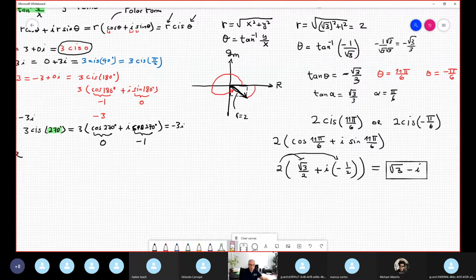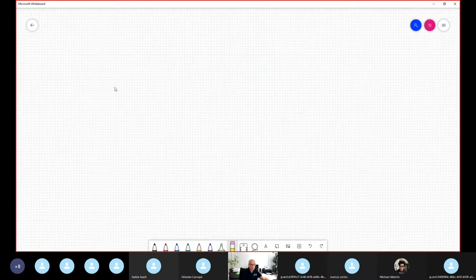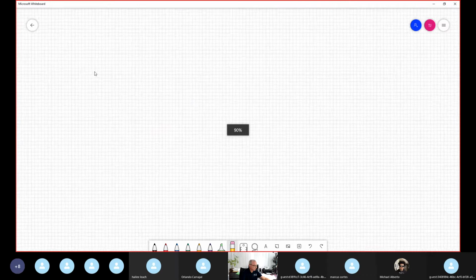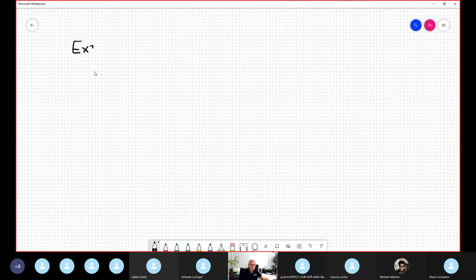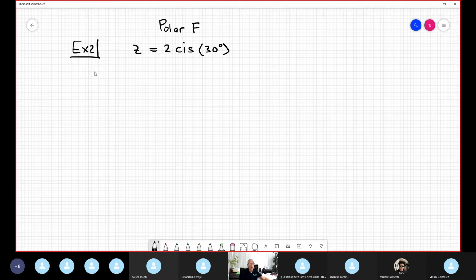Okay, guys, one more example. Example 2. Example 2 is easier because it's the opposite. You have, for example, the complex number c equal to cosine 30 degrees plus i sine 30 degrees. I have a polar. This is polar. I need to change it to rectangular.